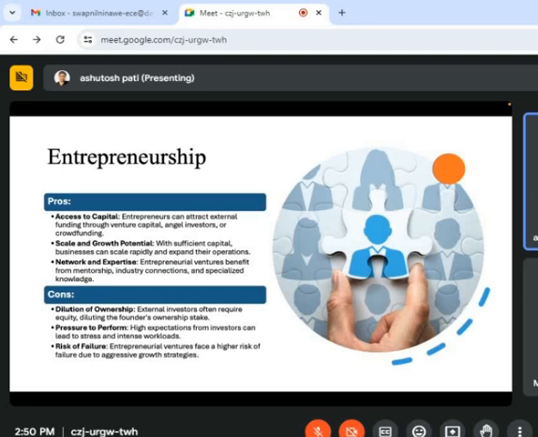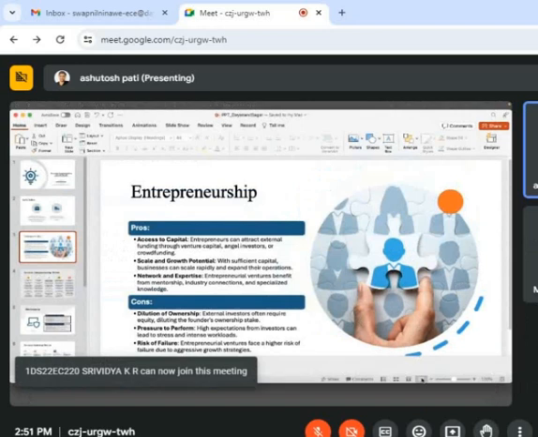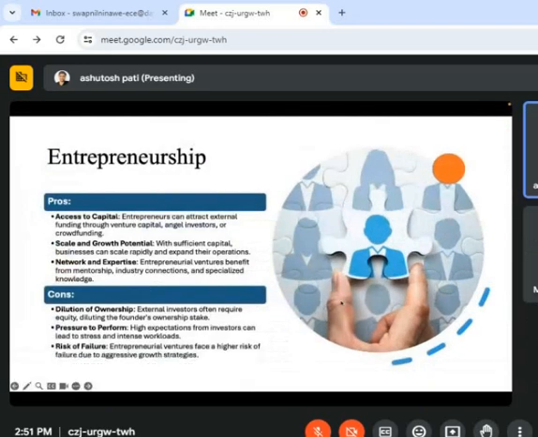And another pro is network and expertise. You have to meet many people in your own domain, and you will have people from various backgrounds, and you start the business, so then you will establish the connections. So you will get mentorship and industry connections, specialized knowledge. And many times it happens, an entrepreneur who starts a business, after some time closes the business and moves to another one. There are several stories like that.